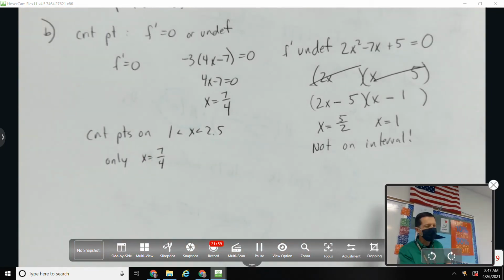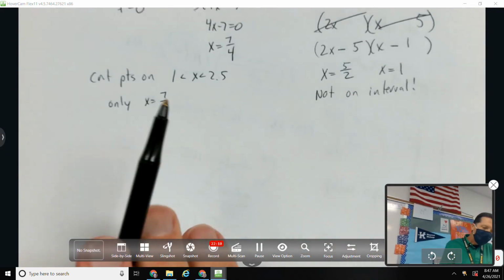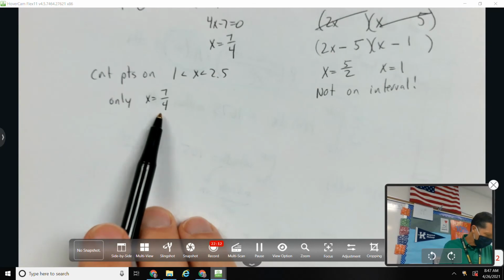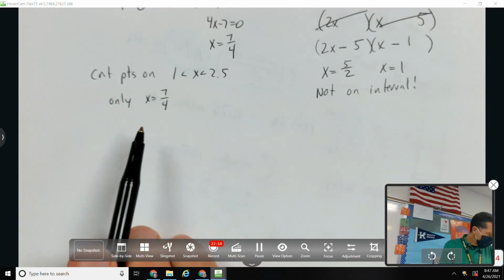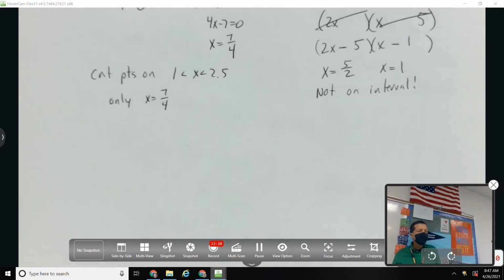So I don't want to just mark all that out, because I need to show that I know that there's critical points there. In fact, it's probably a point for recognizing them and throwing them out. So I'm just worried about 7/4. Relative minimum, relative maximum, or neither, justify your answer. How are we going to? Number line. First derivative test with a number line.